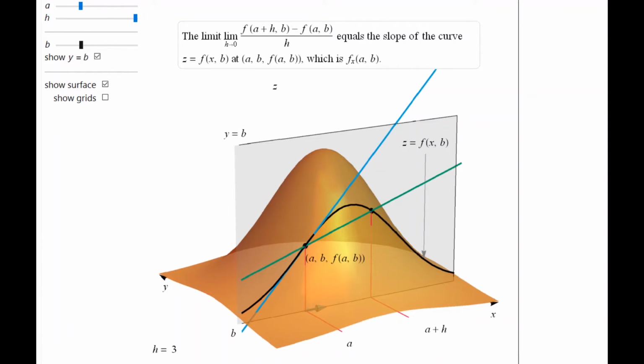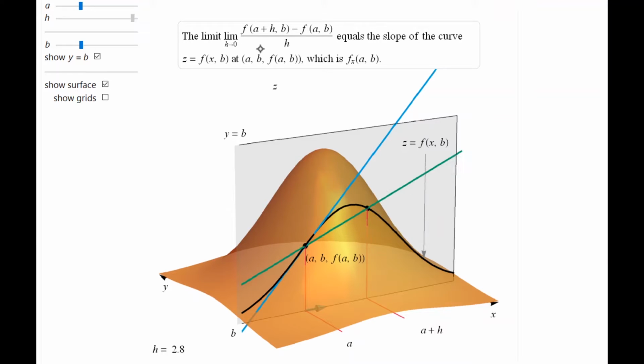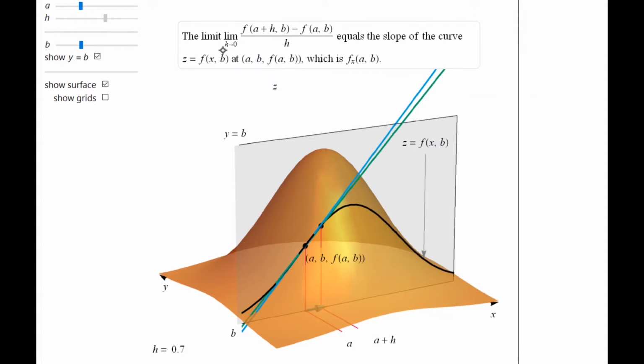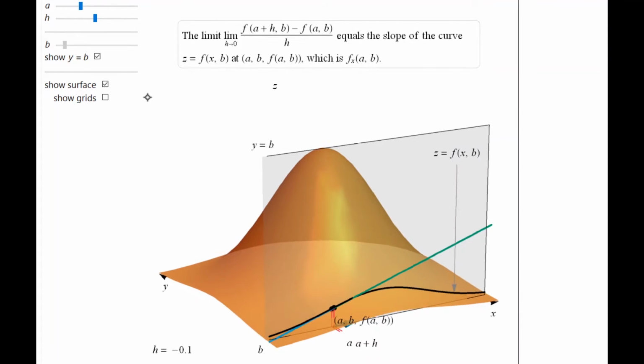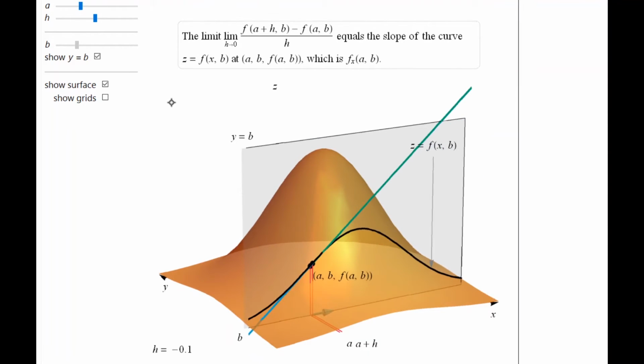So let's go ahead and take the limit as h goes to 0. We expect that the secant line gets closer and closer to the tangent line. Okay, so this is similar to the concept of the derivative of a function of one variable, but notice that y is fixed at b. Now we could also vary b and find the partial derivative at different fixed y's, right? So this is what happens when you change y.